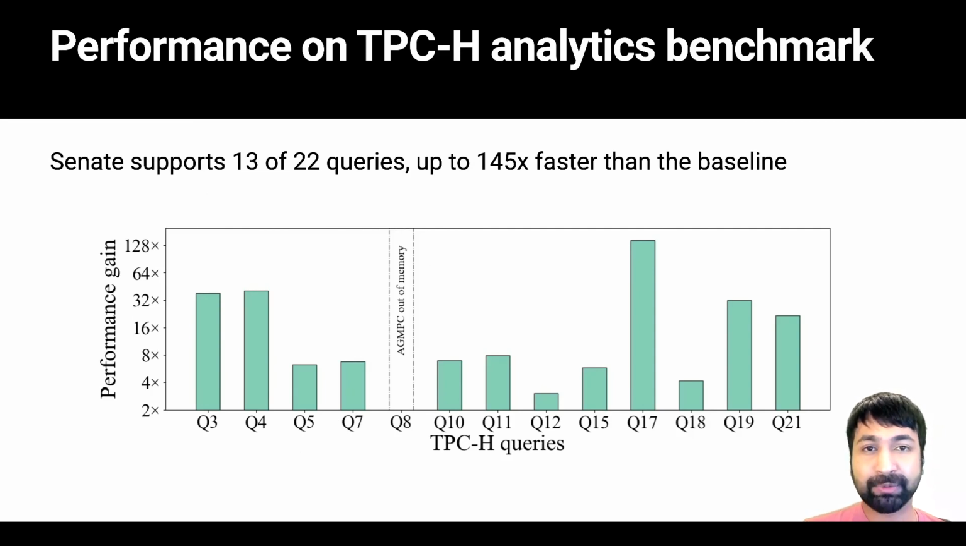This plot shows the performance gain offered by Senet against the baseline. We find that Senet can support 13 out of the 22 queries, which shows its expressiveness. Further, Senet is up to 145 times faster, bringing MPC deployments for analytics that much closer to being a reality.